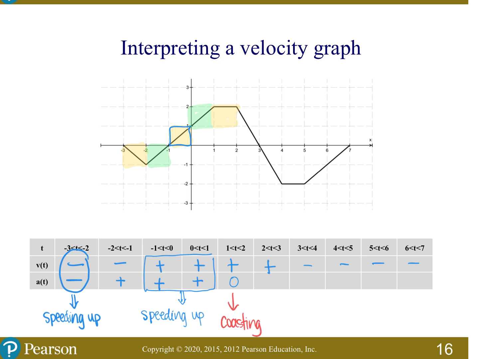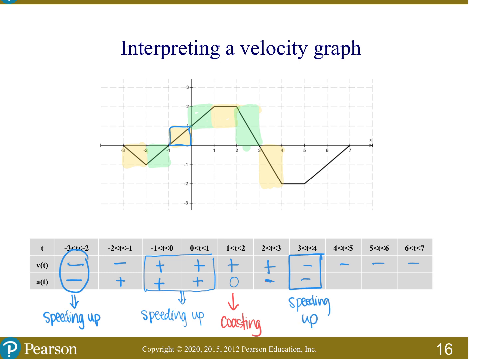Then we get to our next segment here. Oops, change color. Okay, this one right here. I am still above the x-axis, but I now have a negative slope. So that's the combination of a negative and a positive, which would be a slowing down feeling. My next unit of time is now below the x-axis, so I have negative for my velocity. I also have negative for my acceleration. So there's another time that I am speeding up.